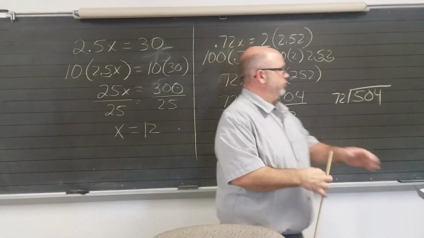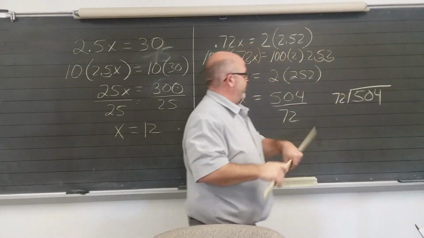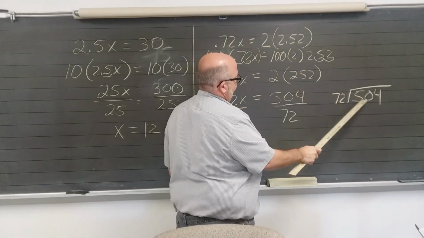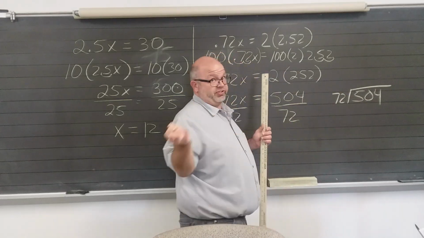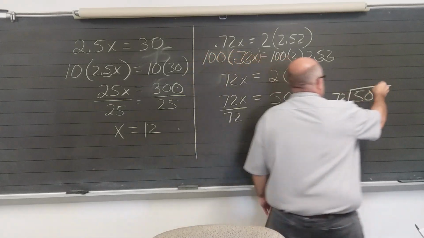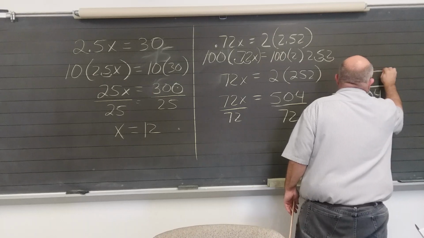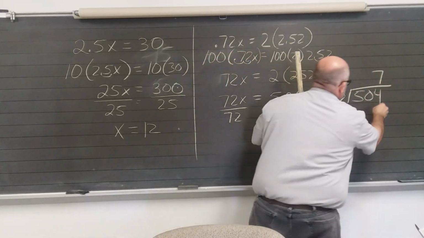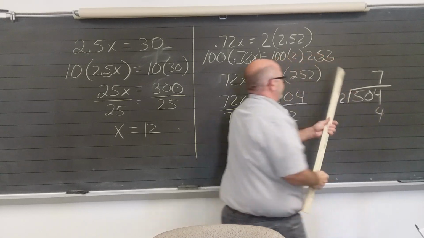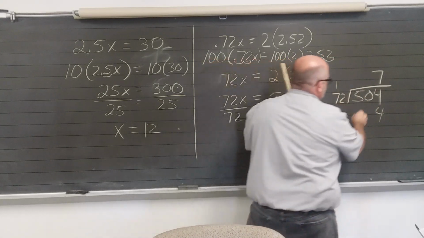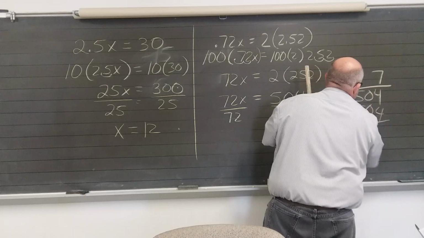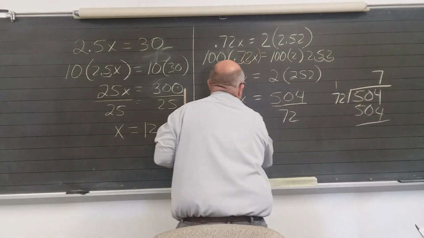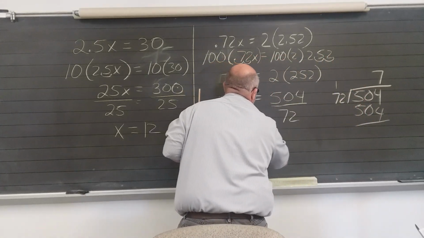7 goes into 50 about how many times? So 7 into 50. 7 times 7 is 49. Let's try it. 7 times 2 is 14. Carry the 1. 7 times 7, 49, 50. X equals 7.